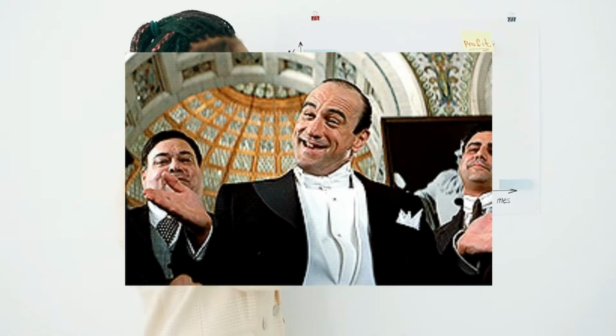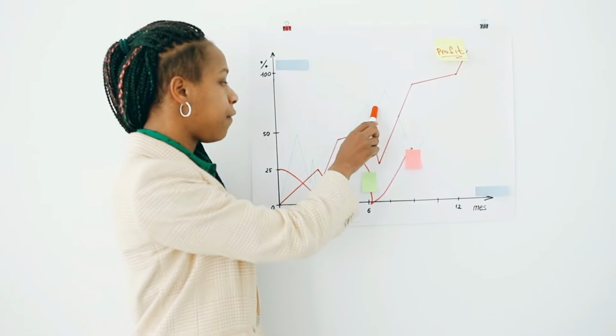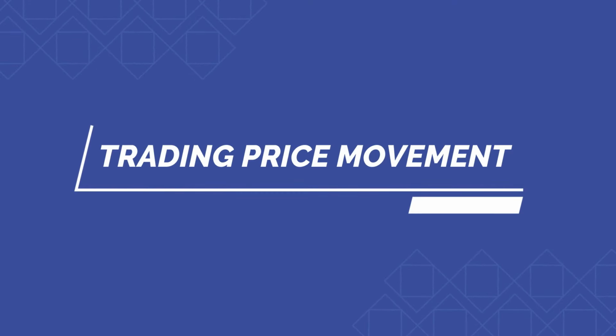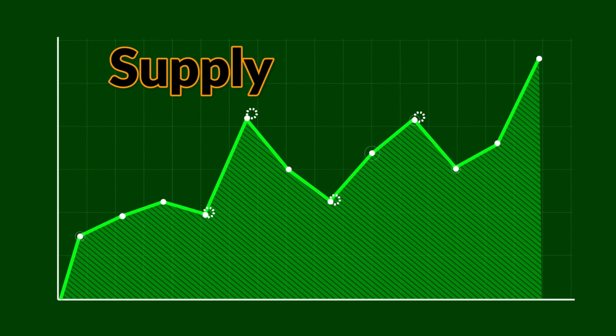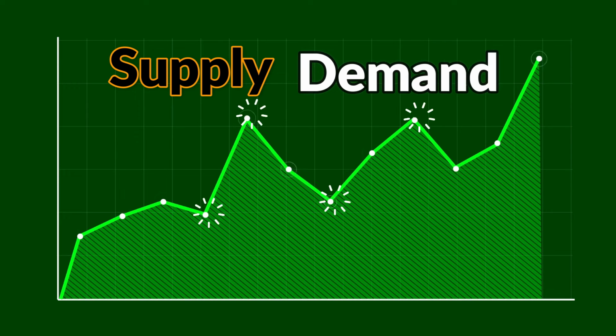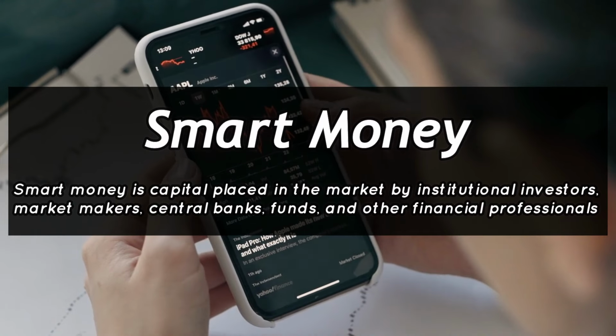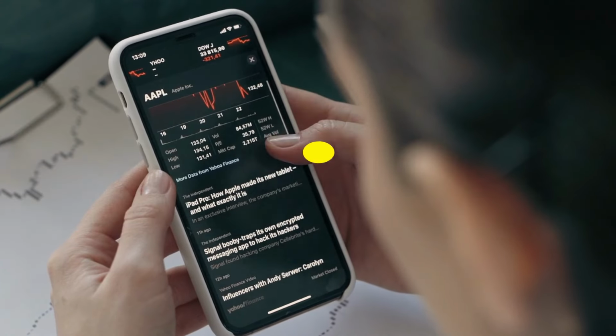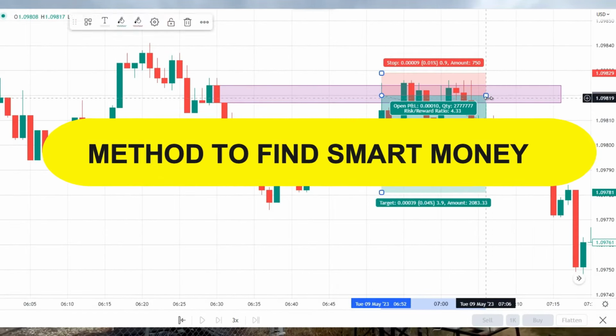So once these big players come into the market, their big orders usually create large impulse moves of long body, and this move is our key to catch profitable trades. So the basic price movement of an asset is due to supply and demand forces. If you learn to spot these supply and demand zones, you will be able to catch smart money and trade with big players.